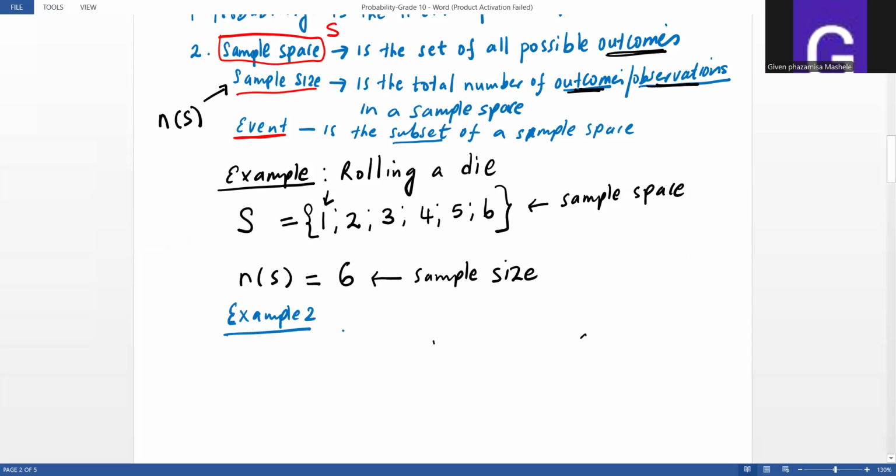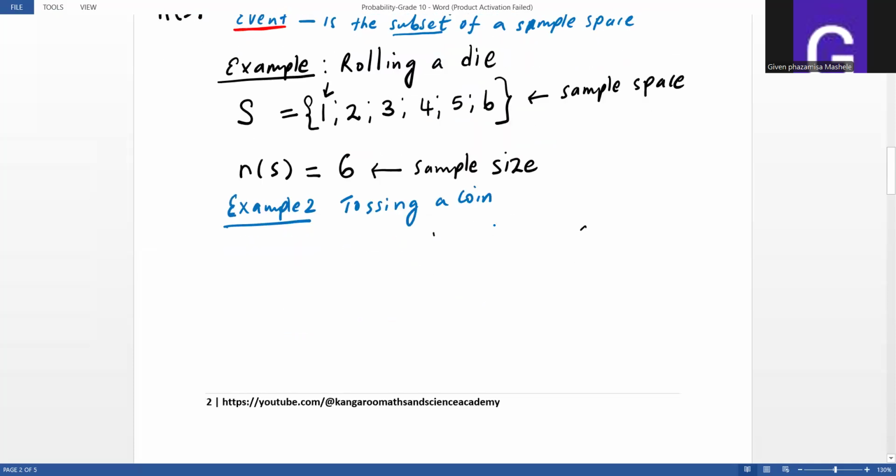This time around, we are tossing a coin. Remember, a coin can either have heads or tail, unless it is biased. It means now, on a coin, what would be the sample space? Remember, we said sample space is a set of all possible outcomes. So on the coin, we can either get heads or tail.